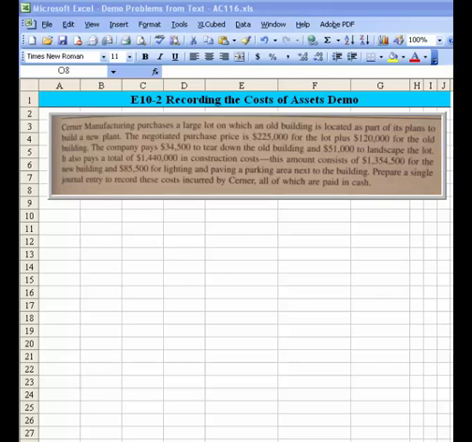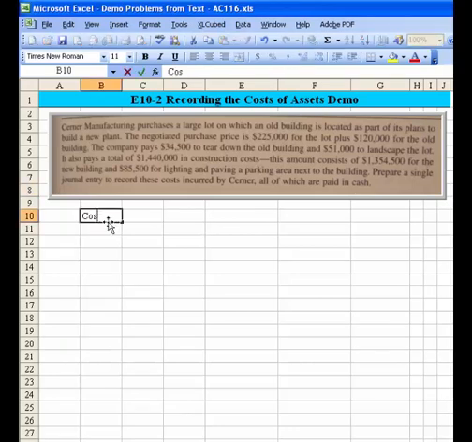Now we're asked to prepare a single journal entry to record these costs incurred by Cerner, all of which are paid in cash, and I think the cash is just to make this simple. So let's talk about the cost of the land first.